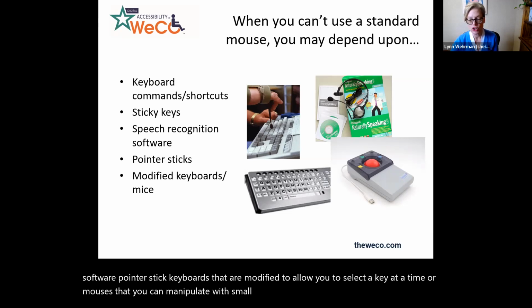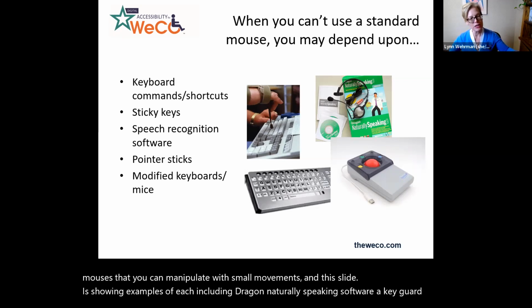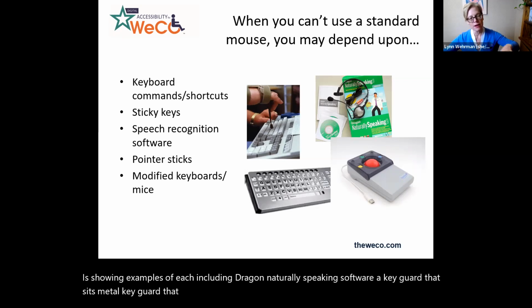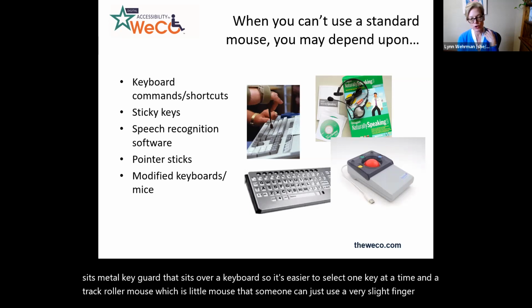And this slide is showing examples of each, including Dragon Naturally Speaking software, a metal key guard that sits over a keyboard, so it's easier to select one key at a time, and a track roller mouse, which is a little mouse that someone can use with a very slight finger movement in order to move a cursor.